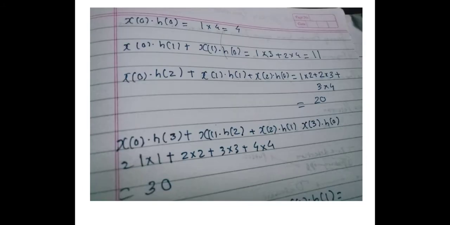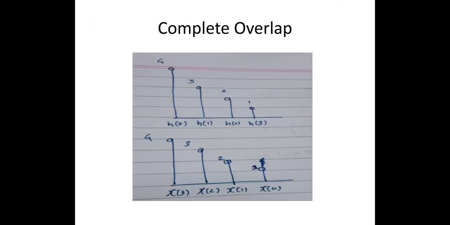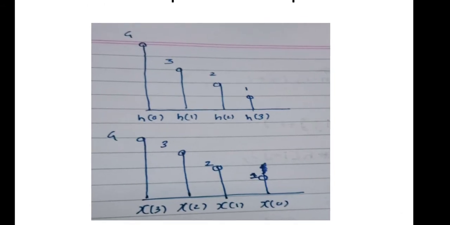So this is what I was talking about, where it has shown the 4 overlaps, which is x of 0 multiplied by h of 0, then x of 0 multiplied by h of 1 plus x of 1 multiplied by h of 0 gives me 11, 20, and then 30, the peak value which I will get where it's completely overlapped, where the x function and h function are completely overlapped. This is the maximum value, the peak output I will get when the two signals are completely overlapped. This is exactly how it looks when it is completely overlapped.